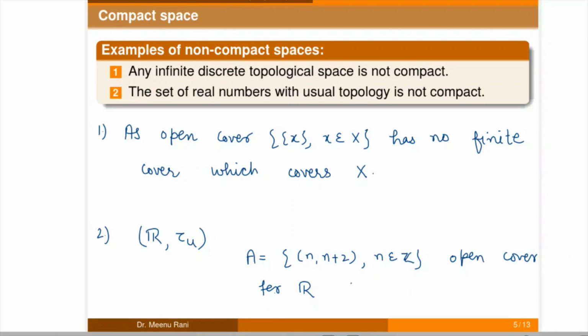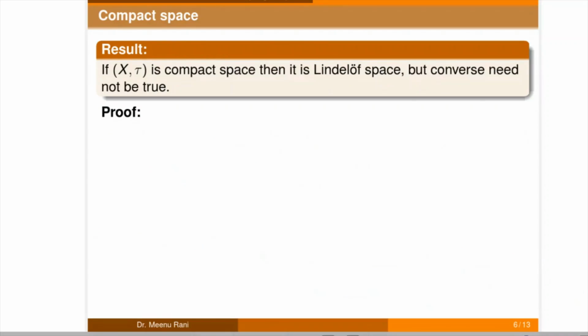But this open cover has no finite subcover. So this set of real numbers with the usual topology is also not a compact space. Now further we discuss some results based on compact spaces.